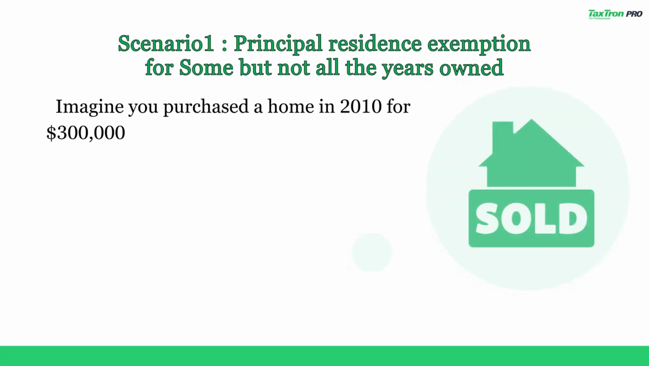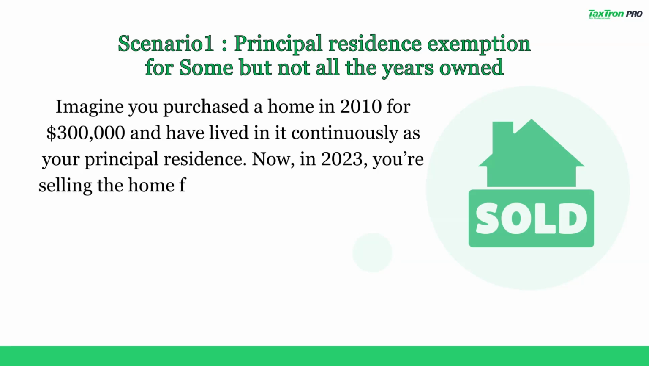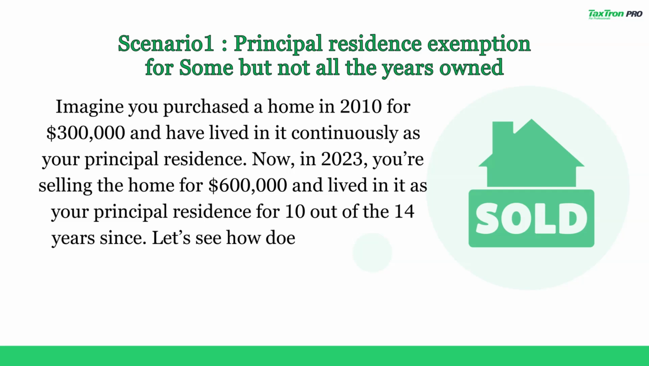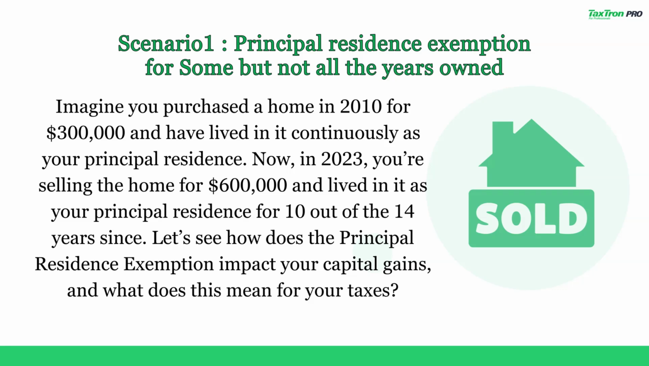Scenario 1. Principal Residence Exemption for some but not all the years owned. Imagine you purchased a home in 2010 for $300,000 and have lived in it continuously as your principal residence. Now, in 2023, you are selling the home for $600,000 and lived in it as your principal residence for 10 out of the 14 years since. Let's see how the Principal Residence Exemption impacts your capital gains, and what this means for your taxes?